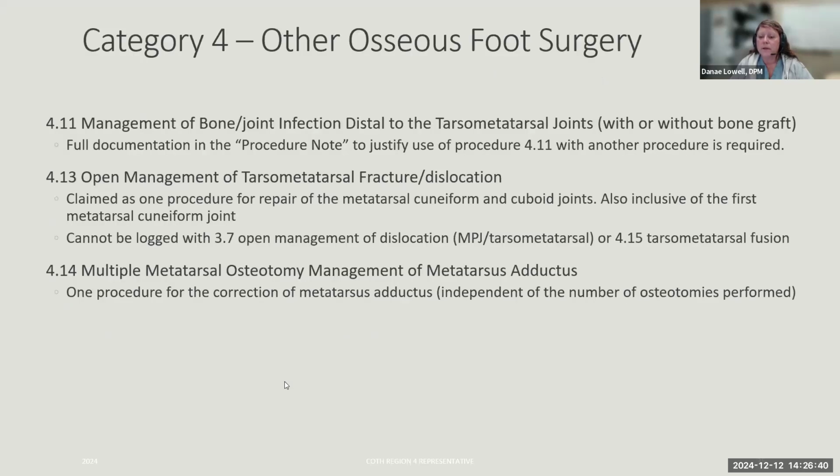4.11 is typically used by itself and requires documentation if logged with another procedure. If you perform an ORIF at the Lisfranc joint, you would use 4.13. This includes the first metatarsal-cuneiform joint, which cannot be logged separately. It is also typically used by itself and cannot include another procedure, such as open management of dislocation or tarsal-metatarsal fusion. Those subcategories can be chosen, but they cannot be logged separately. If you perform a metatarsus adductus deformity correction procedure, regardless of the number of osteotomies, it is a single procedure.